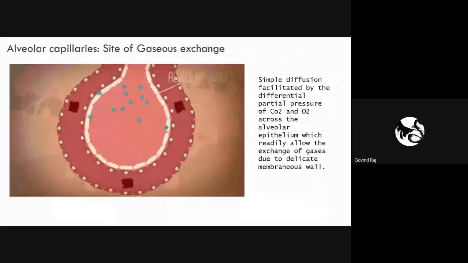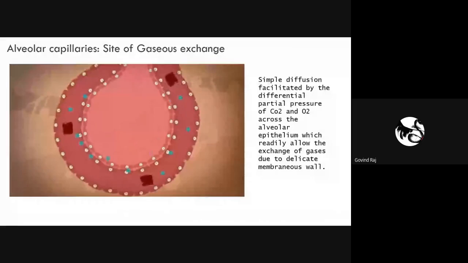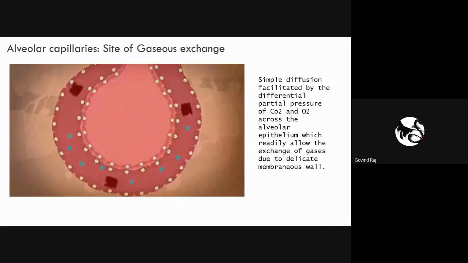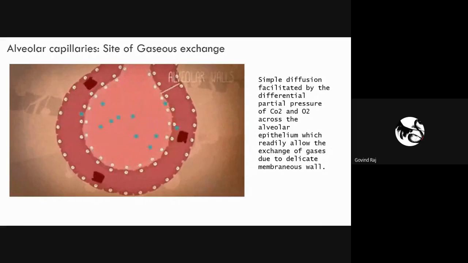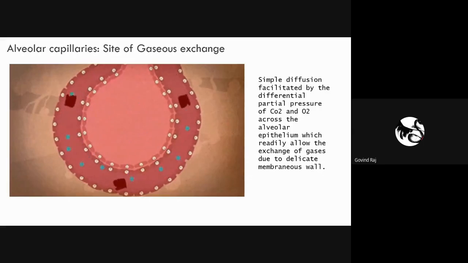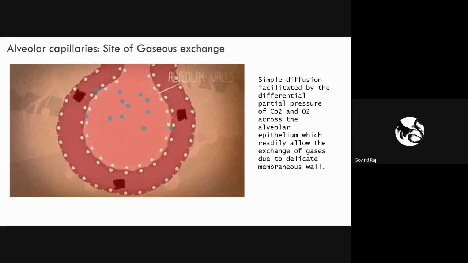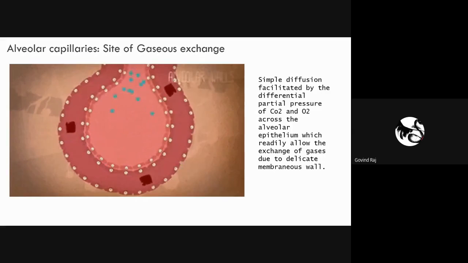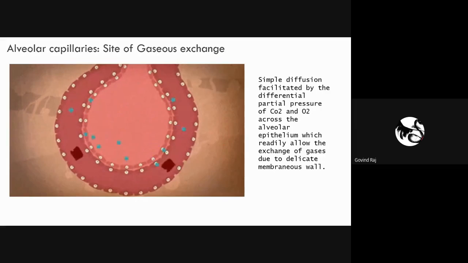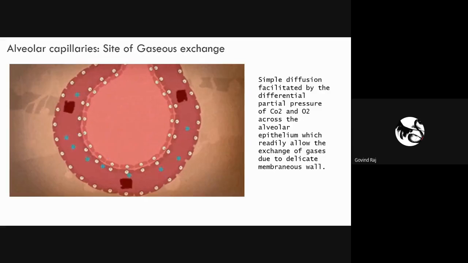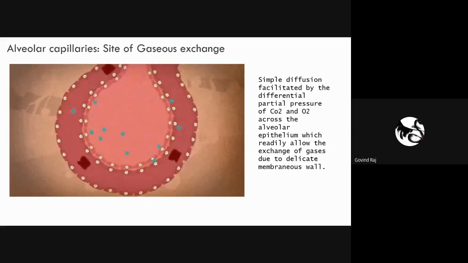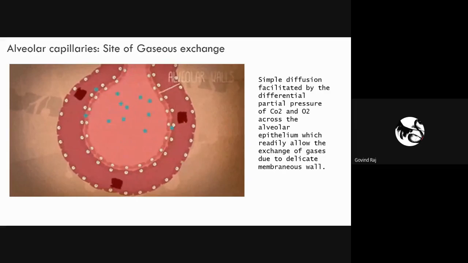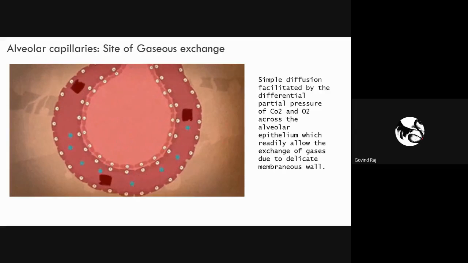The oxygen, having higher partial pressure, diffuses into the blood, and the carbon dioxide from the deoxygenated blood has a higher partial pressure, and that gets into the alveolar air, and that is expired. So it is simple diffusion facilitated by the differential partial pressure of CO2 and O2 across the alveolar epithelium, which readily allows the exchange of gases due to the delicate membranous wall of the alveoli and blood vessels.